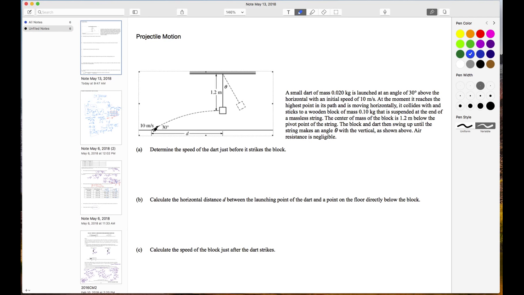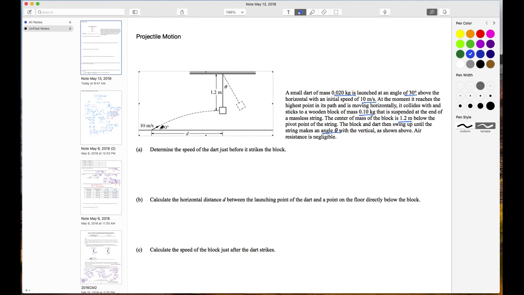So we're going to start out by considering a dart with some initial mass that's launched at a certain angle with an initial speed v0 of 10. It sticks to a block of mass 0.10. The string is 1.2 meters long, presumably to the center of mass, so that's a better description. And it rises through angle theta at the top. And air resistance is negligible.